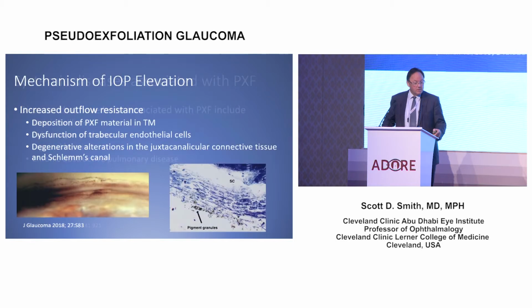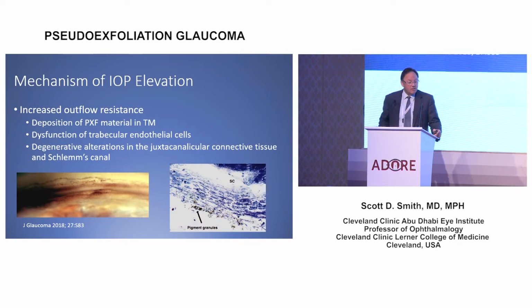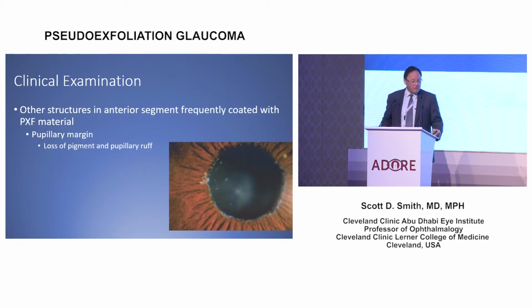Now, why does the intraocular pressure rise? Of course, deposition of the pseudoexfoliation material that's been rubbed off of the lens by the iris is a primary cause of an increase in outflow resistance. Also, there appears to be dysfunction of trabecular endothelial cells and degenerative alterations in the juxtacanalicular connective tissue and Schlemm's canal that can also increase outflow resistance. But it is a disease of increased outflow resistance through these mechanisms.